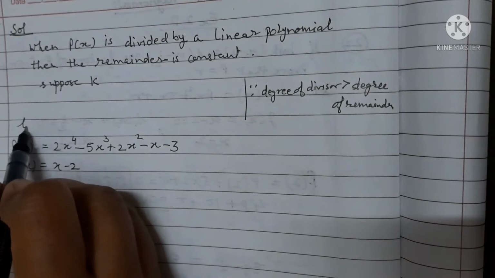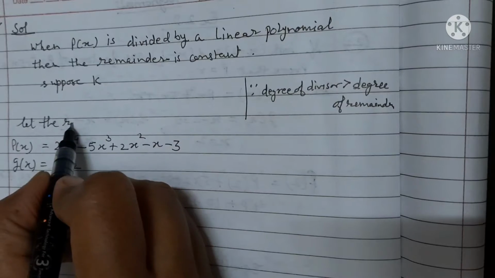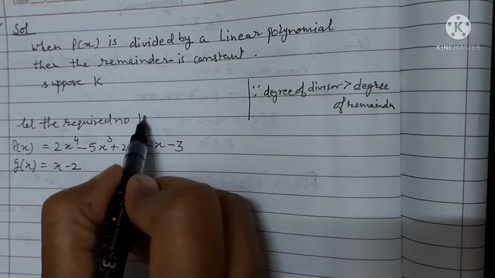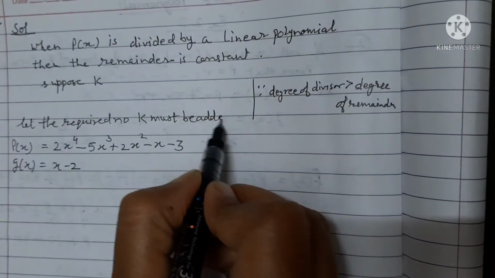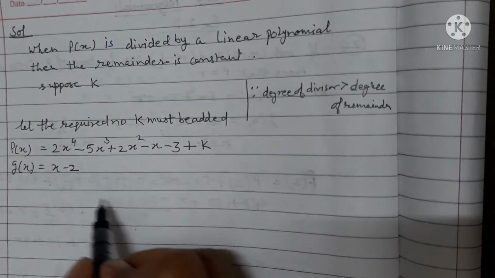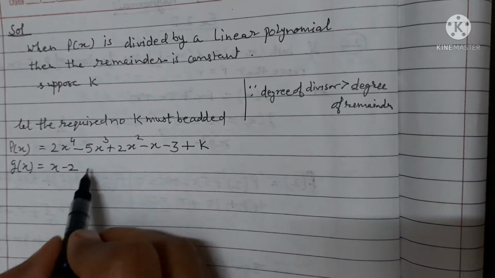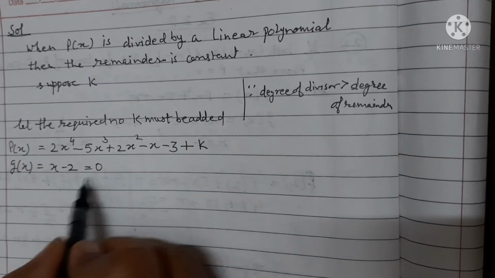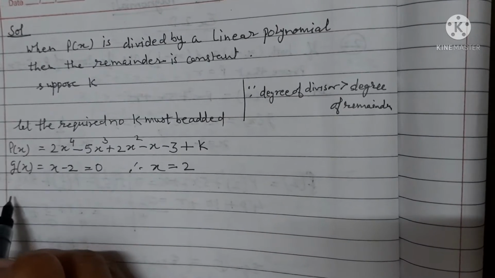So, let the required number k be added. This is our polynomial and we have to add k. Now, this is divisible by x minus 2. So, we have to substitute g(x) equal to 0. Therefore, x is equal to 2. Now, find the value P(2).